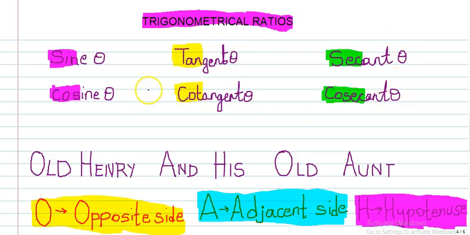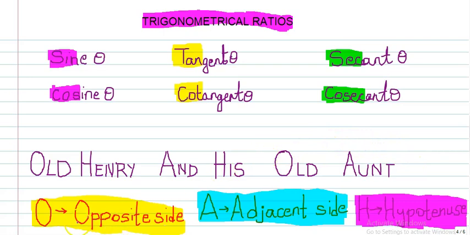And then we are going to have a small mnemonic which will be useful to us throughout the chapter. It's one simple sentence which has 6 words in it: Old Henry and his old aunt. How are we going to make use of this mnemonic? We are going to observe.